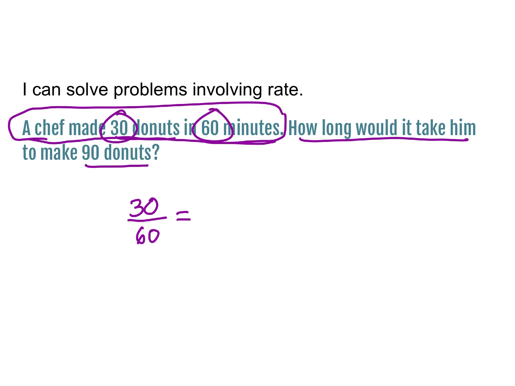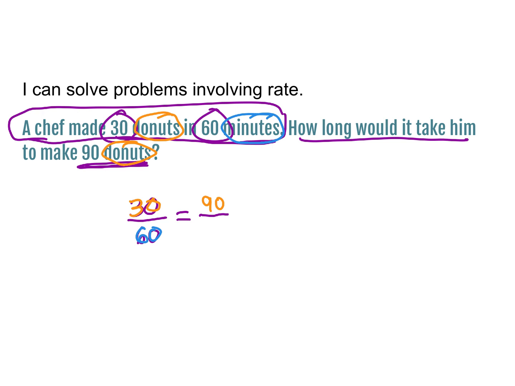And then I'm going to set up a second ratio, but this time I'm missing a piece of information. I need to figure out, where do I put this 90? Does the 90 belong on the top of my ratio or on the bottom? Well, when I'm looking at this, the 30 stood for donuts, and the 60 stood for minutes. Okay? When I look over here at 90, it stands for donuts. So since donuts are on the top, I want to keep donuts on the top over here. And I have 90.